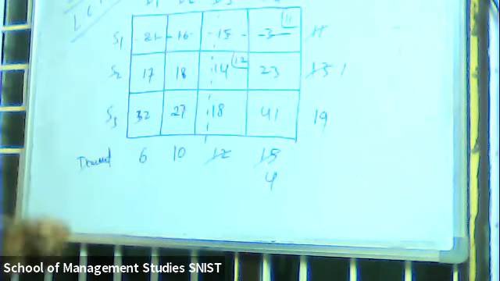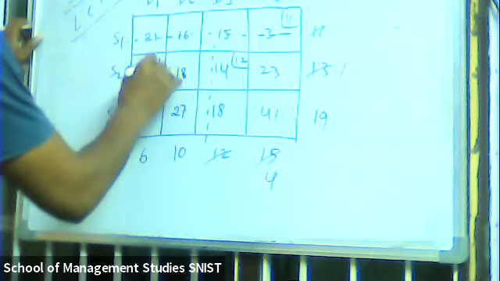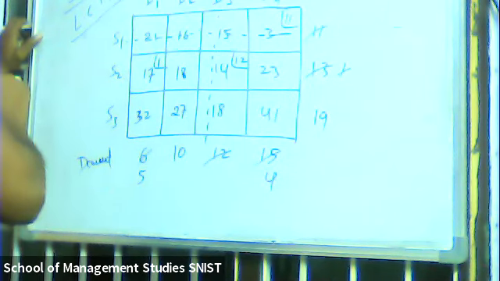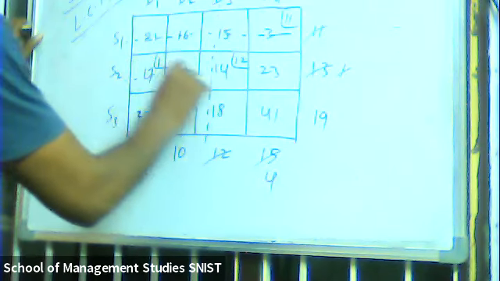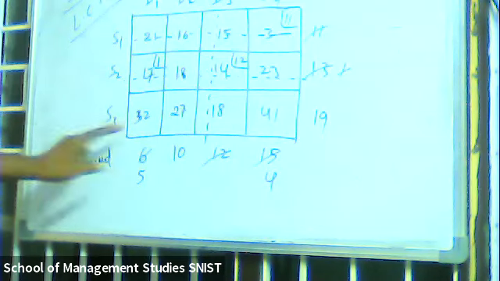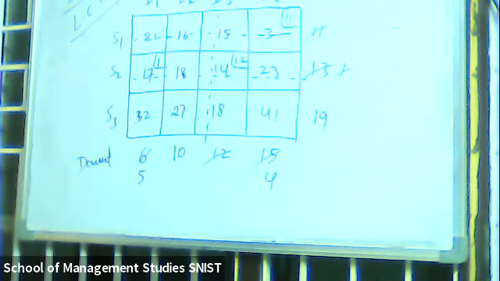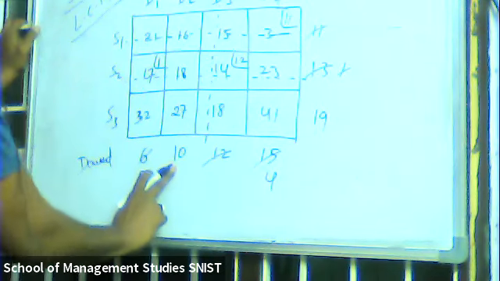Now the leftover values are 17, 18, 23, 32, 27, 41. Which one is the least value? 17. So allocate 1 here and it becomes 5. Now 12 plus 1, 13, so cancel this. The leftover values are 32, 27, 41. Which one is the least? 27. I'm comparing demand and supply again.